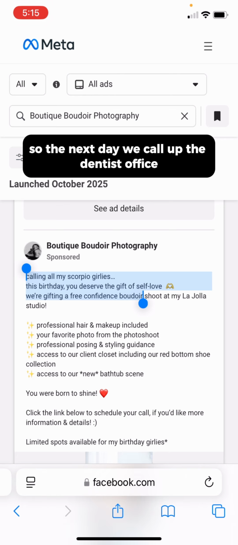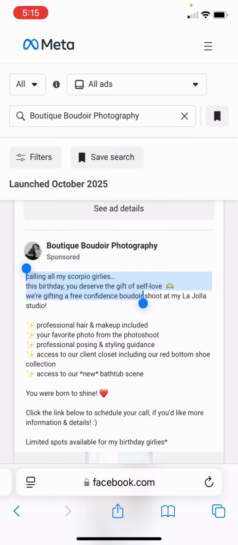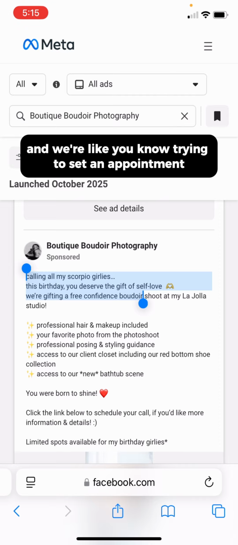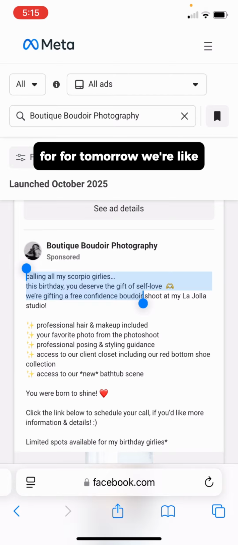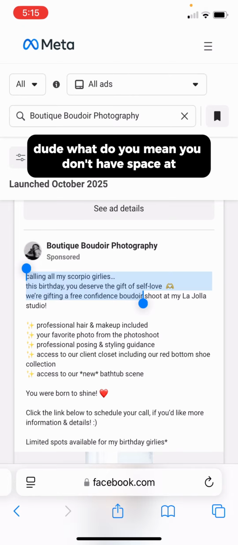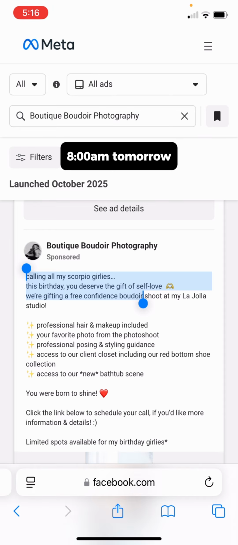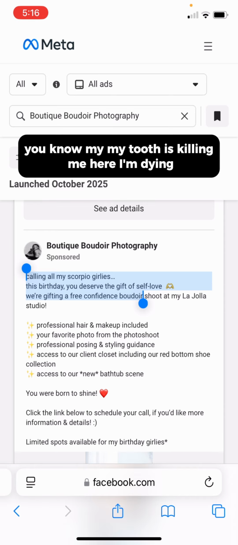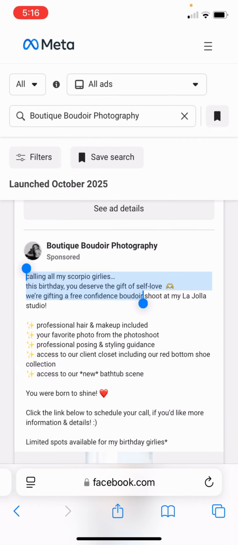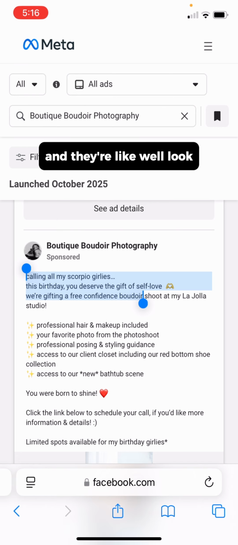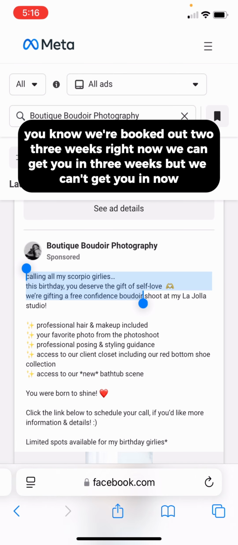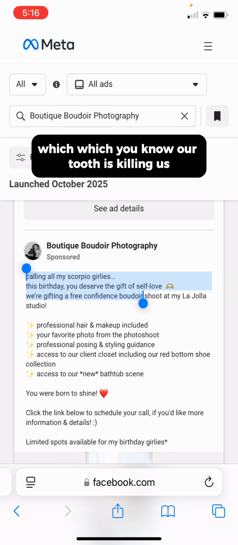So the next day, we call up the dentist's office and we're trying to set an appointment for tomorrow. And we're like, dude, what do you mean you don't have space at 8:15 a.m. tomorrow? My tooth's killing me here. I'm dying. I'm dying here. And they're like, well, look, we're booked out 2-3 weeks right now. We can get you in 3 weeks, but we can't get you in now.